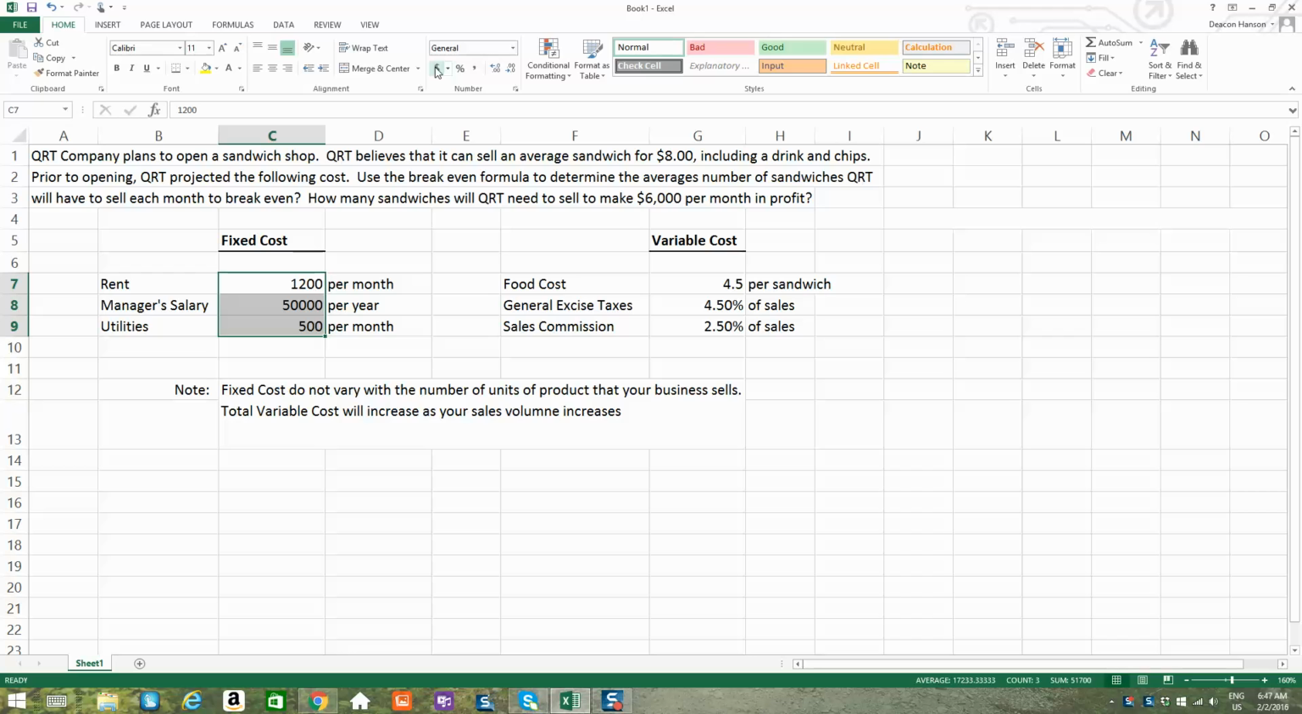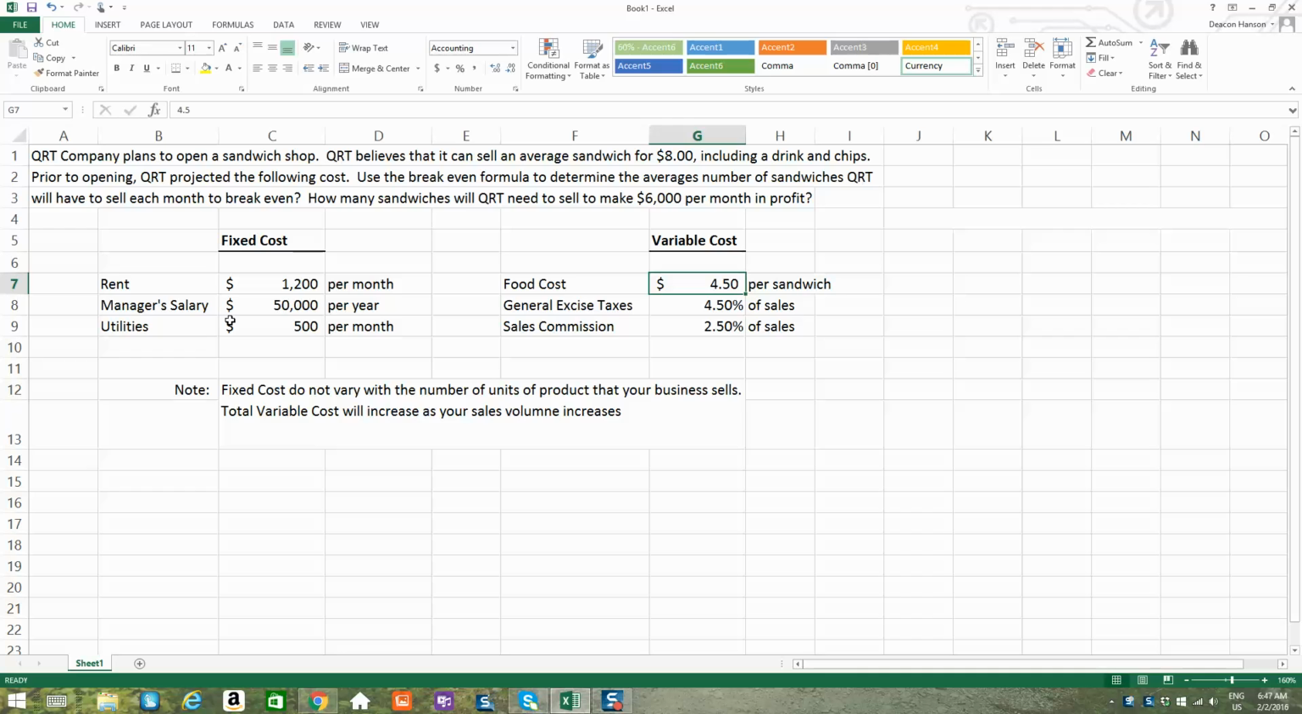we've estimated that the cost to make each sandwich is $4.50 on average. So every time you sell a sandwich, you're adding another $4.50. Whereas in the fixed cost category, at this facility, in this example, the rent is set at $1,200 per month. Okay, so no matter how many sandwiches you sell per month, that rent will not change.